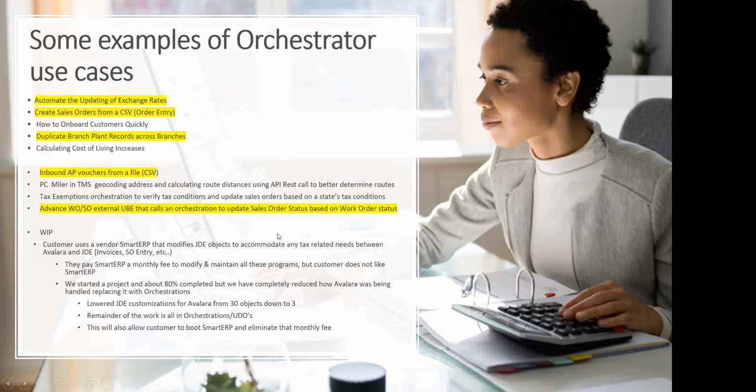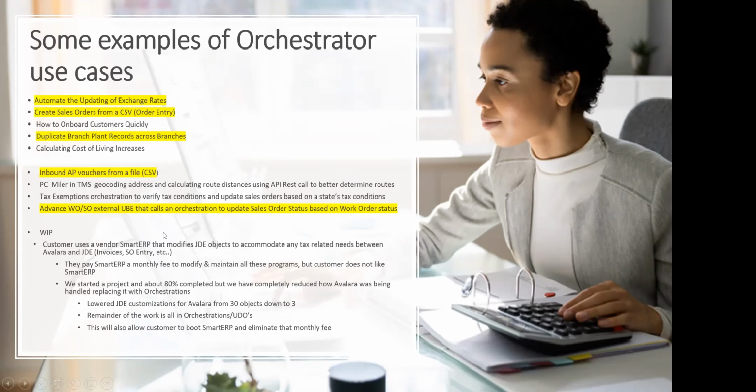I already talked about duplicating records across branch plants, and I'll show you that one as well. Then there's inputting inbound AP vouchers from a file. That's a common one where people used to, or still do, some of the EDI transactions, basic setup, but you can bring those in.